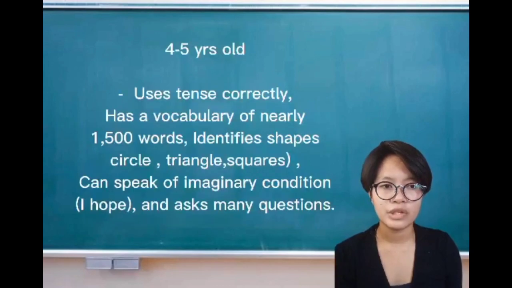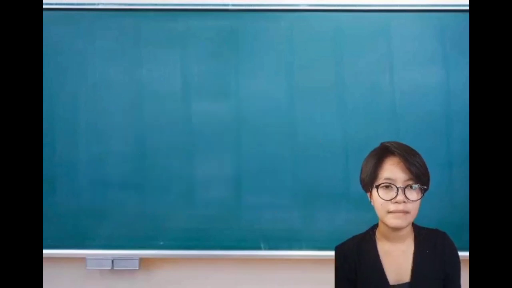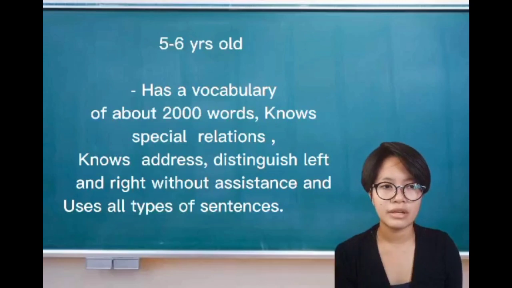4 to 5 years old: uses tense correctly, has a vocabulary of nearly 1,500 words, identifies shapes like circle, triangle, and squares. Can speak of imaginary conditions like I hope, I wish, and can ask many questions including why and what. 5 to 6 years old: has a vocabulary of about 2,000 words, knows spatial relations, knows address, can distinguish left and right without assistance, and uses all types of sentences.